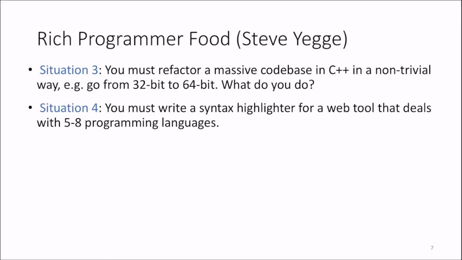Situation 4 is you're given the task of writing a syntax highlighter for a web tool that deals with a large number of programming languages. Now, you could write a tool that deals with one programming language, hard coding all the rules for that language. What you really want is something that will take the specification of the programming language and do the syntax highlighting based on what's a reserved word, what is a while loop, what is a for loop, what are functions, what are classes, etc. Not doing it for one programming language is the key here. You have to do it for all of them, no matter what they are, as long as you have a specification for them.